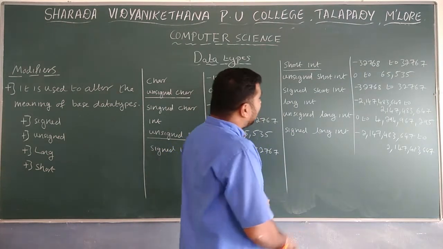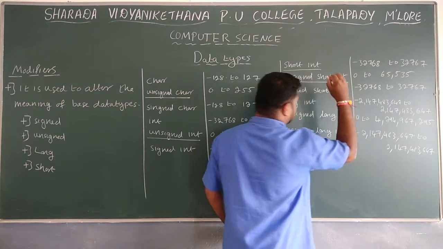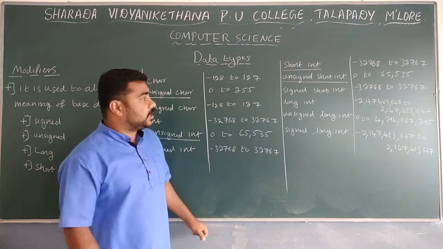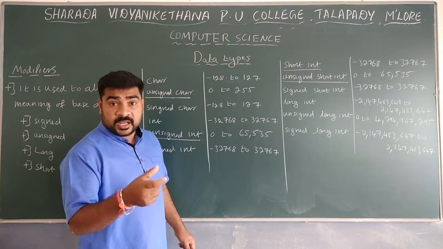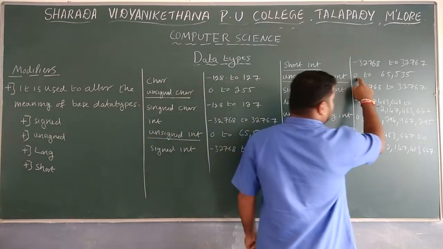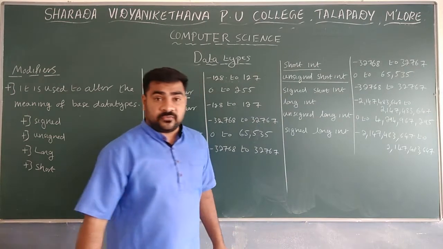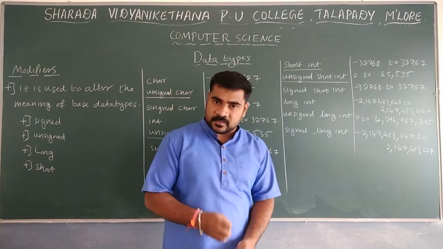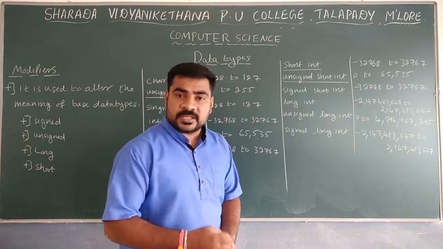Then unsigned short int we can use like this also. Unsigned means there is no sign. Short means the value will be the same as integers. So the range will be 0 to 65,535. That will be the range in case of unsigned short int.